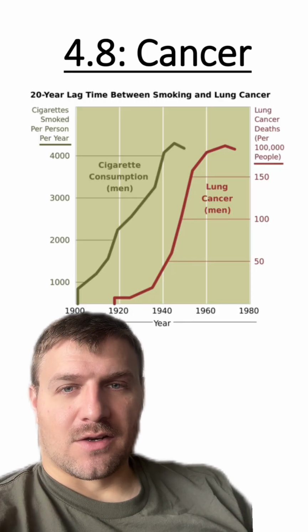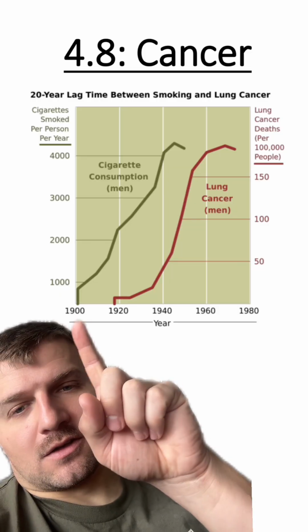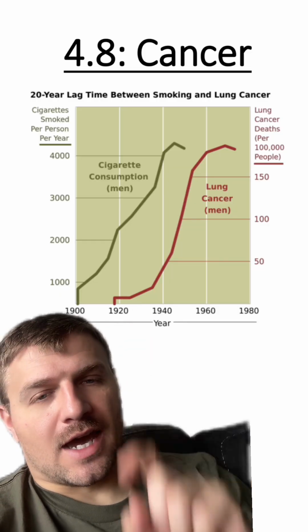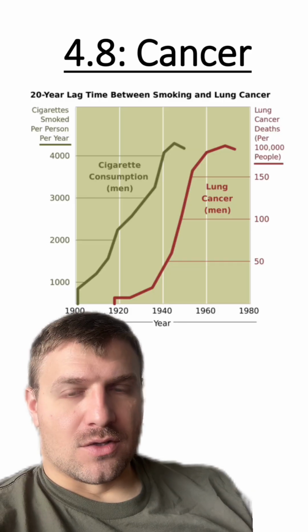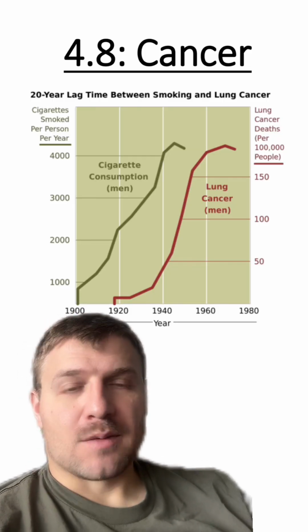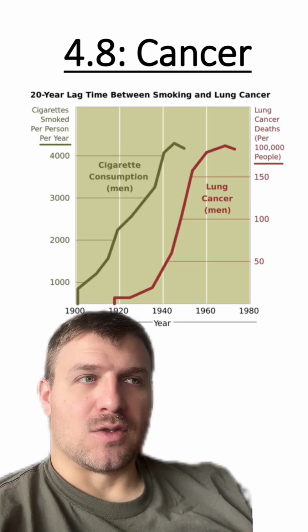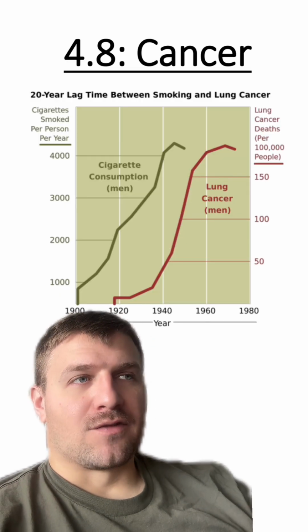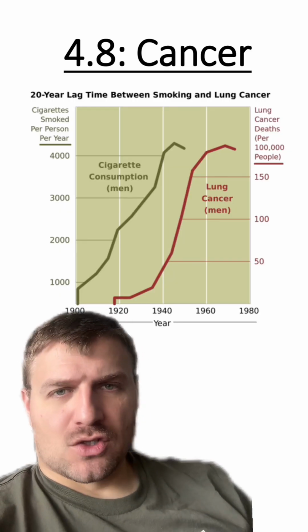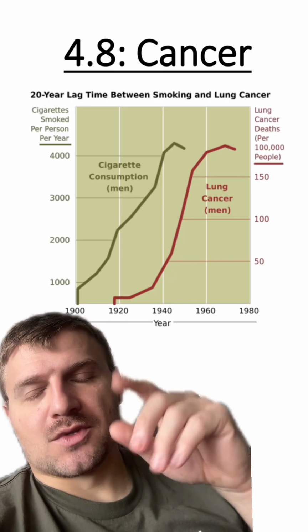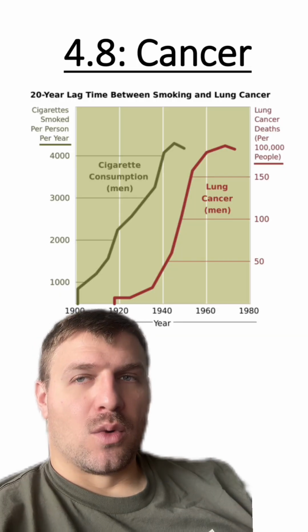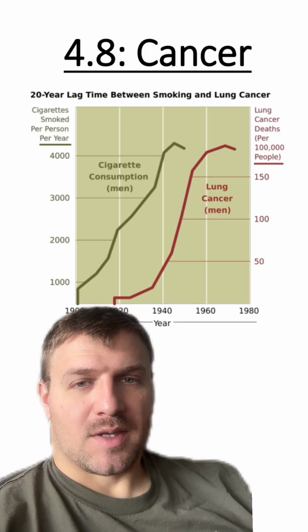I also like to show this graph when looking at cancer. You can see the cigarette consumption in men rising in the early 1900s, and then around 20 years after, lung cancer also drastically increasing. This is again because it takes time for these mutations to accumulate and for cancer to develop. So after 20 years of smoking, these individuals accumulated enough mutations where it caused their cells to become cancerous.